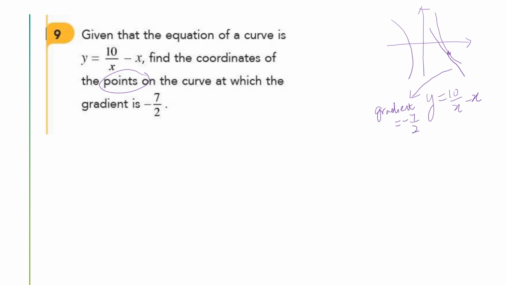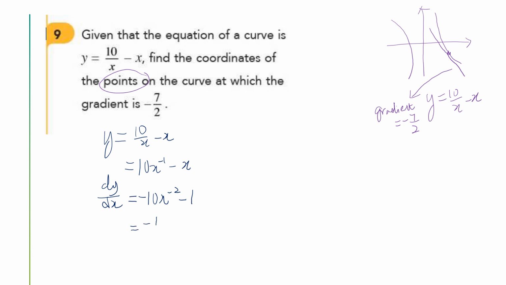Alright, so basically this is what the question is talking about, right? But the basic concept is still we need to simplify the function, express it as 10x to the power negative 1, and then find the derivative, which is negative 10x to the power minus 2. Differentiate x, you get 1, so negative 1, and then let's convert it to positive index.